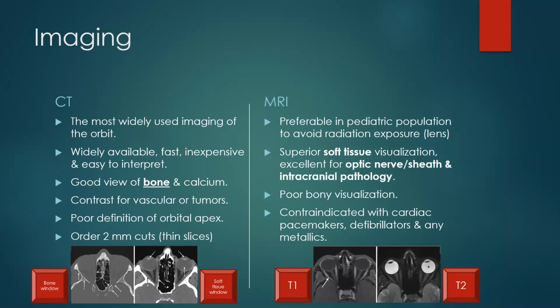طيب قلنا ال MRI preferable in pediatric population to avoid radiation exposure, especially for the lens because it's the most sensitive tissue for the radiation. It has a superior soft tissue visualization, and it's excellent for optic nerve and optic nerve sheath and intracranial pathology. But it has a poor bony visualization, so it shouldn't be ordered for cases of bony pathology.